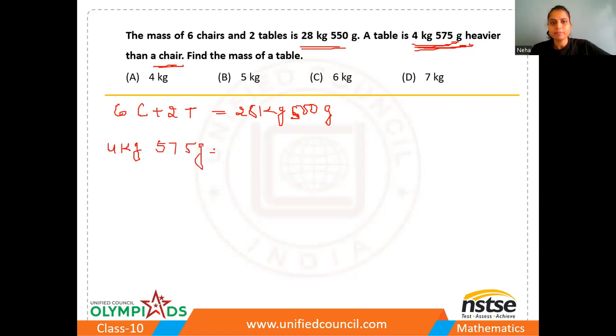575 grams plus 4 kg and 575 gram, it is equal to, if I convert it into only grams, then 4 kg is 4,000 grams and 4 kg is 4,000 grams. So this is 4,575 plus 4,575, right? So this is 9,150 grams, correct?